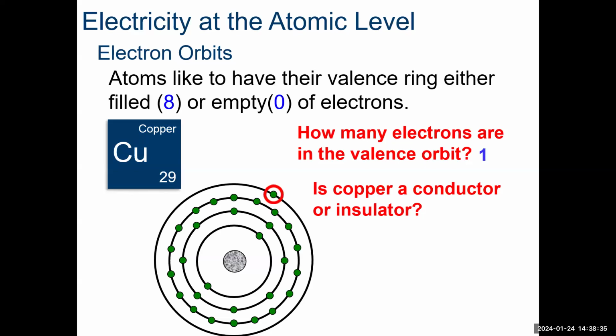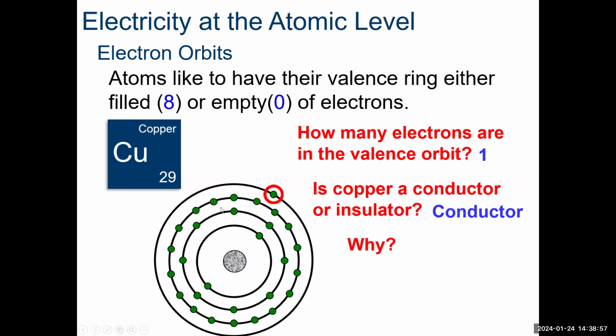Is copper a conductor or an insulator? Well, it has 1 here, right? So that could easily be bumped. It's not like 8 of them have to be bumped out, just 1 has to be bumped out. So it is a conductor because it has a limited number of electrons in the outermost ring. Therefore, it would be easy to bump it out.